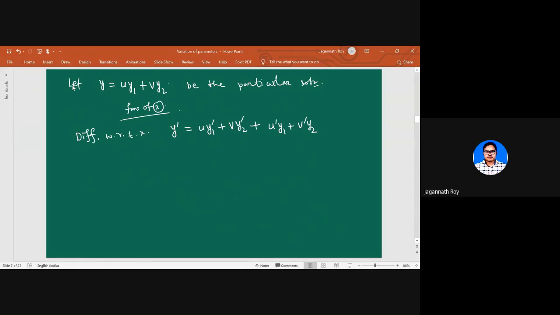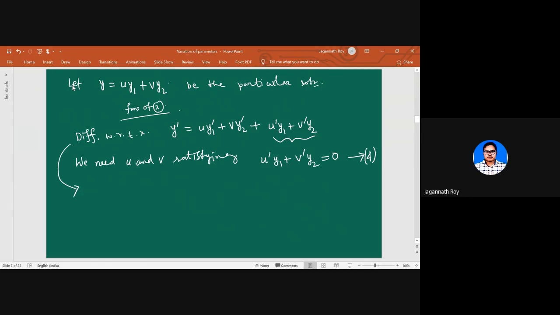Our aim is to select u and v satisfying this equation: u dash y1 plus v dash y2 equals 0. If this part is 0, let us call it equation 4.